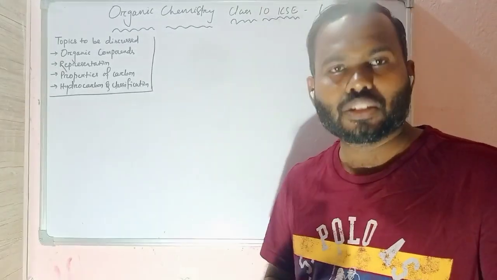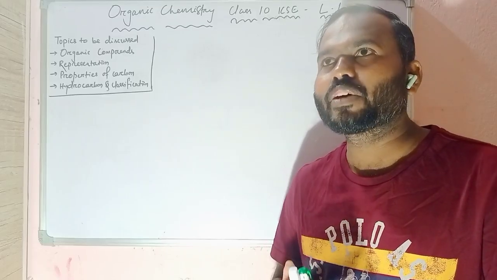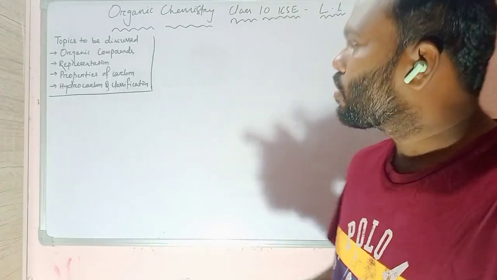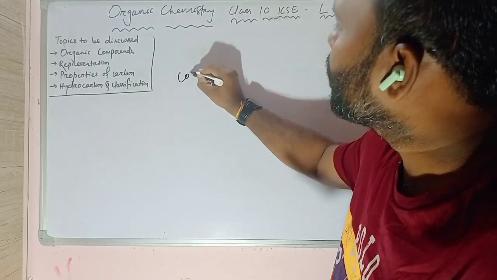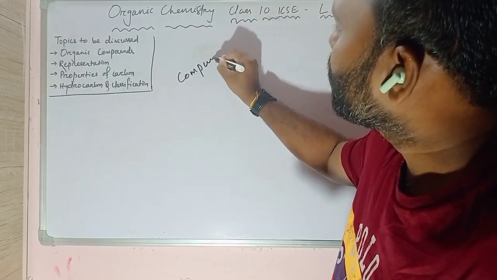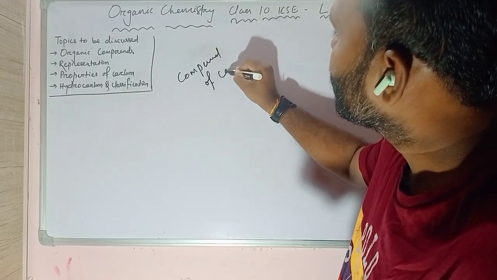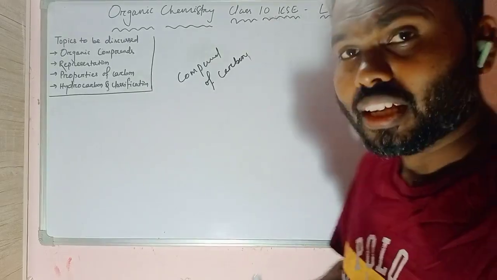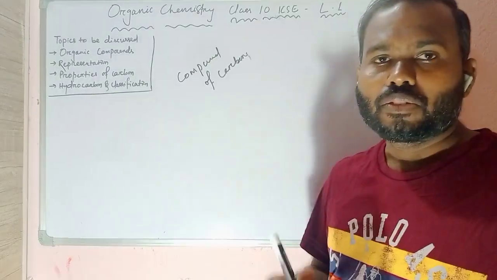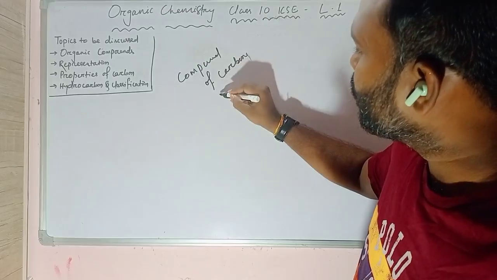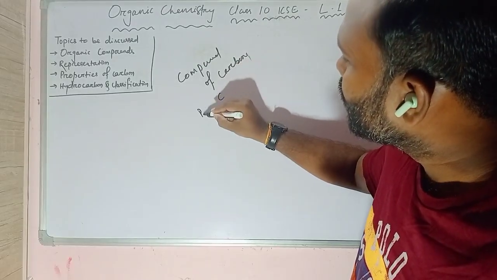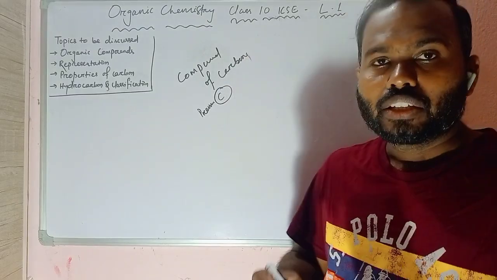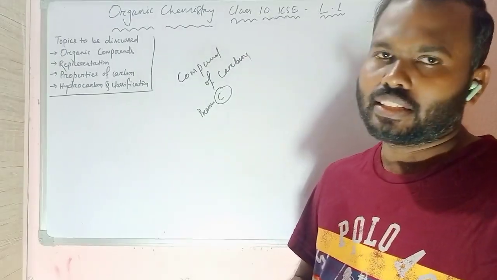What is an organic compound? Basically, organic compounds are the compounds of carbon. Compounds of carbon. That means for every organic compound, the presence of carbon is mandatory, or the presence of carbon is necessary. Understood?